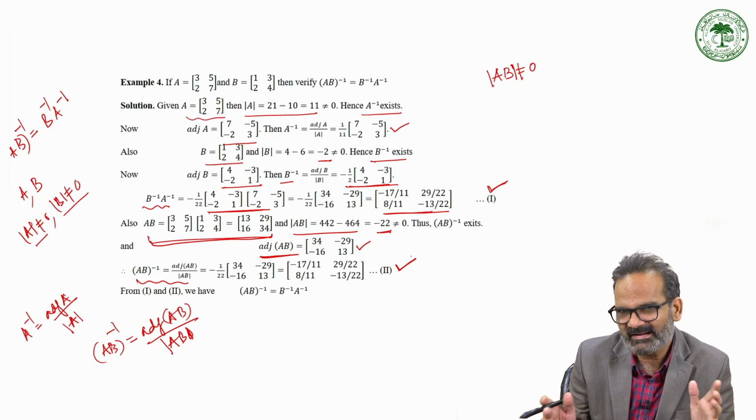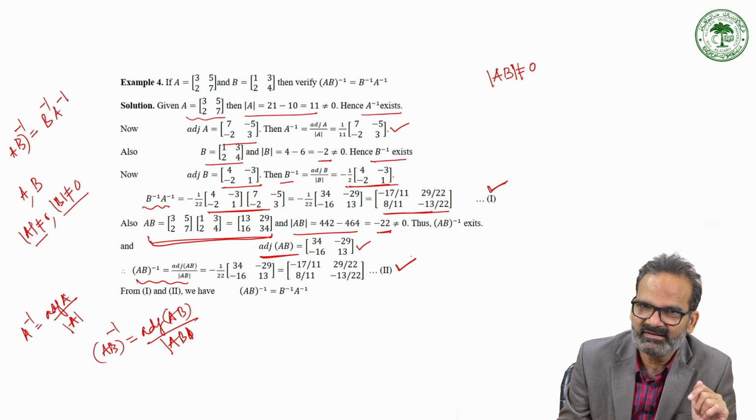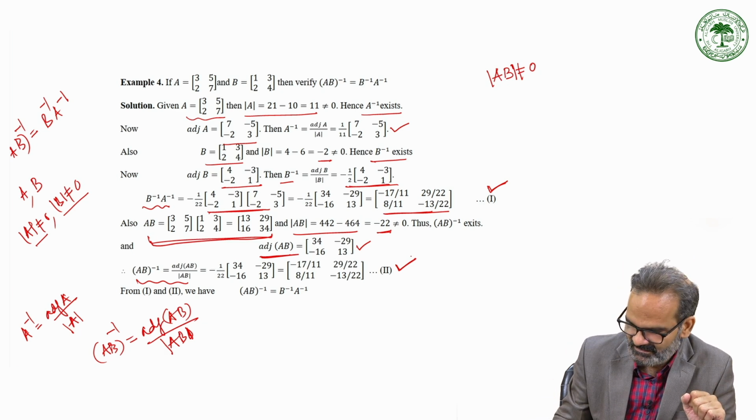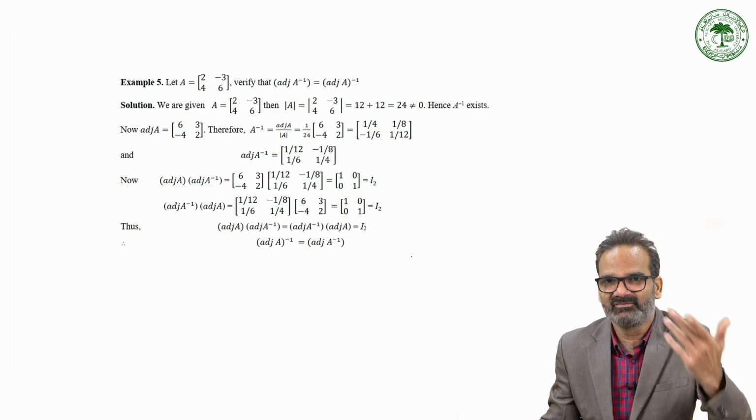For the sake of practice, you can take any two new matrices and try to verify this property, then you will understand how it works. The next example is also a property of the matrices. Let A be equal to this matrix. Verify that the adjoint of A inverse is equal to the adjoint of A, inverse, right?